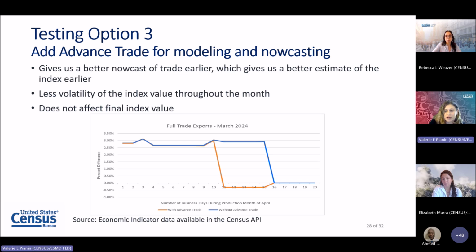This graph is for the exports, but the imports graph is very similar. There are also months where the nowcasts are negatively affected, but these are typically series with low weights or series that are published early in the month that we determine to be acceptable.